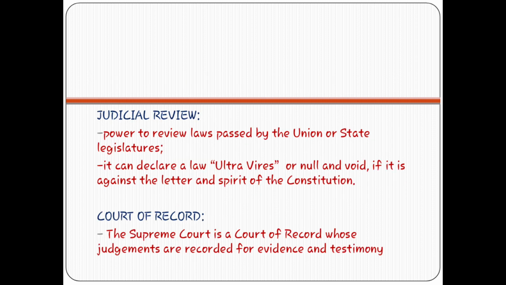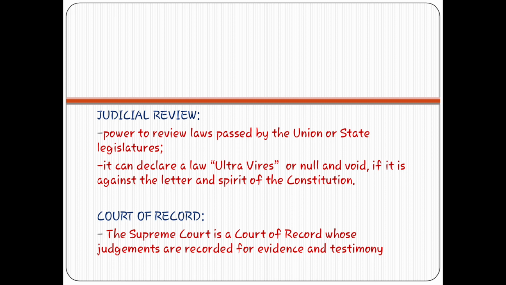Then we have judicial review. The Supreme Court, as I have already mentioned earlier, is the final interpreter of the Constitution. That is, its decision remains final. No one can change it once it has interpreted and passed its judgment. So it has the power to review laws passed by the union or state legislatures. In case the laws passed by the union or the state legislatures need to be reviewed, then it can be done. The Supreme Court can here declare a particular law as ultra vires or null or void if it goes against the letter and spirit of the Constitution. That is, if it is in some way going against the Constitution.